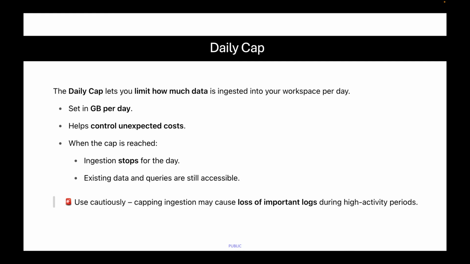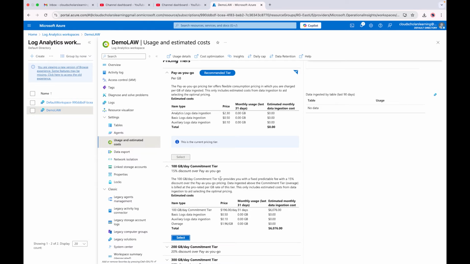So if you put a daily cap and you say my daily cap is 50 gigs and you hit 51 gigs, or once you hit 50 gigs, I should say, then guess what? Anything after that will not be ingested. It will stop, right? So you want to be very careful with this daily cap because you may lose out on some stuff that's going to make you non-compliant, and then you'll be hit with probably a hefty fine. Okay, so back over at the Log Analytics Workspace, we are still in the same area.